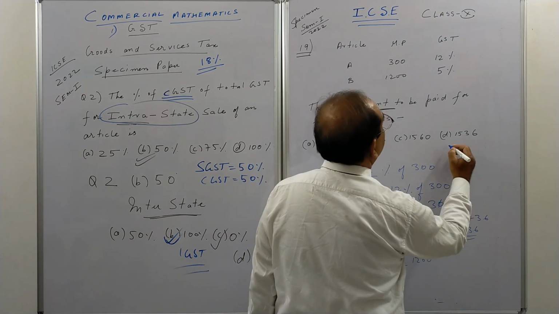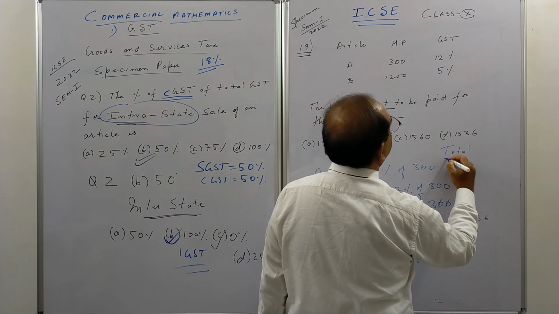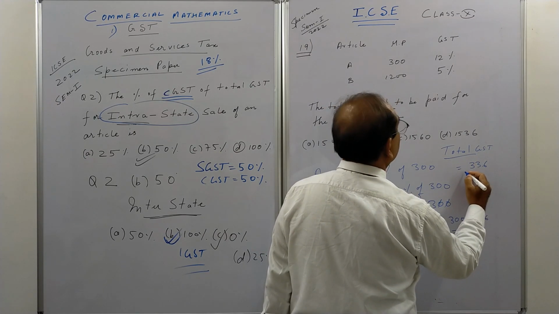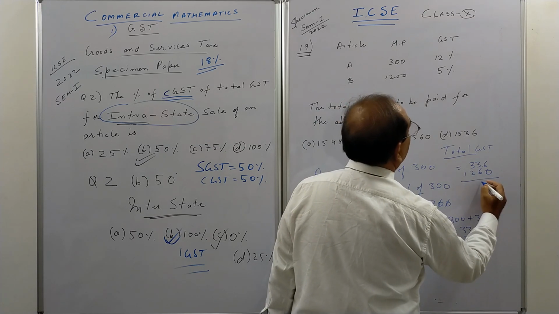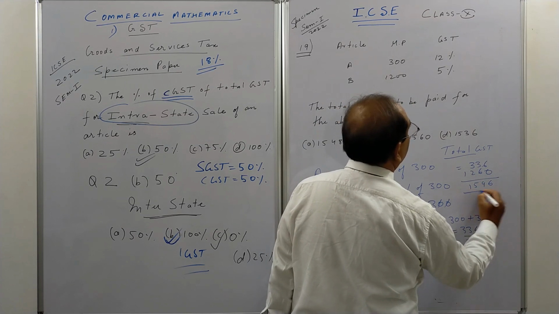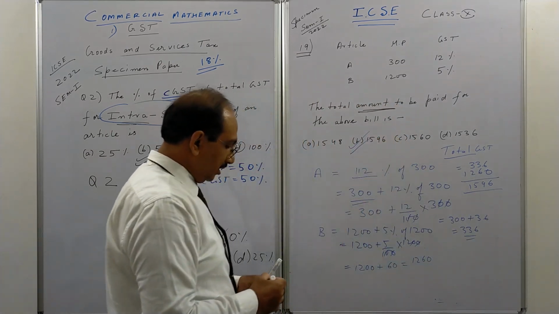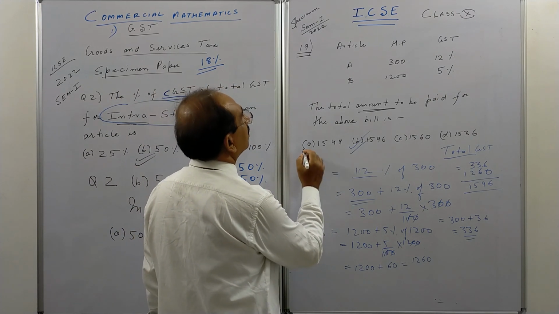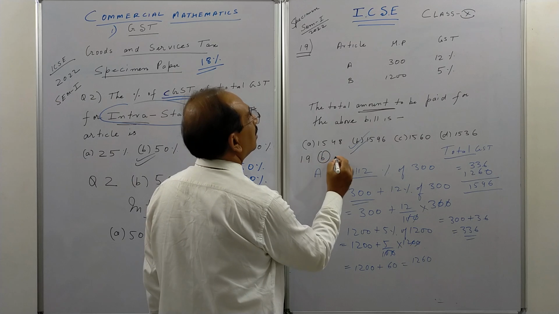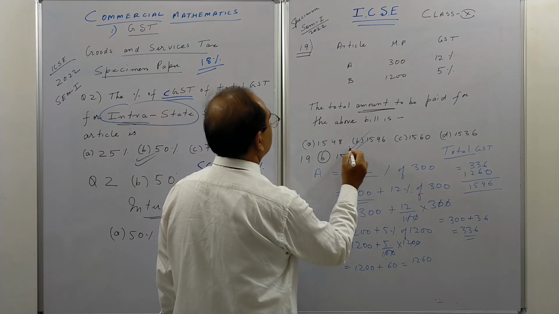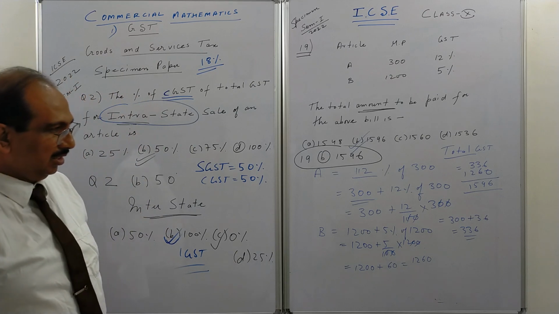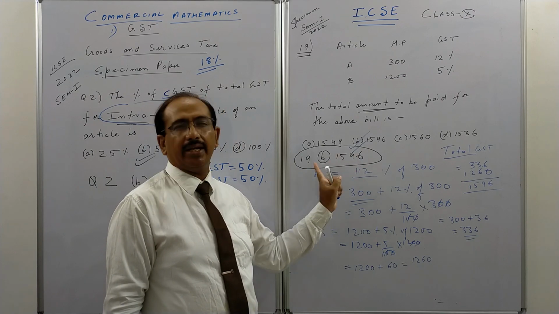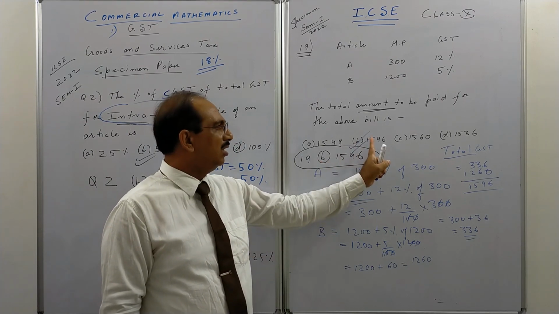So total cost, if you see, total GST is 336 plus 1260, which is 1596. So your answer is, if you wish to write, you will write question number 19, B, 1596. So this is what answer you will write. You can write only B, but better you write B with the correct answer. Some children I see they write B, but write what the value is also.